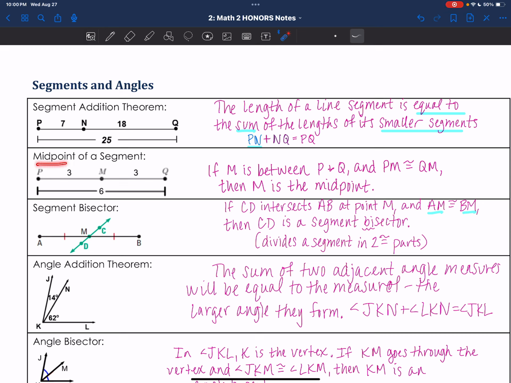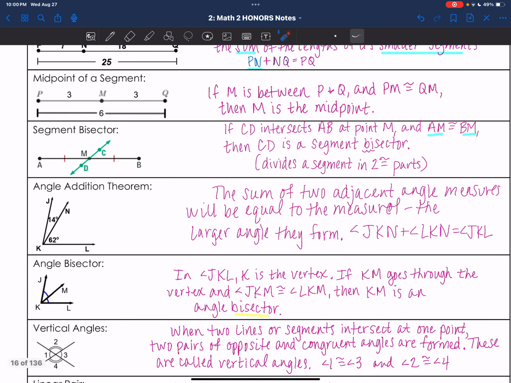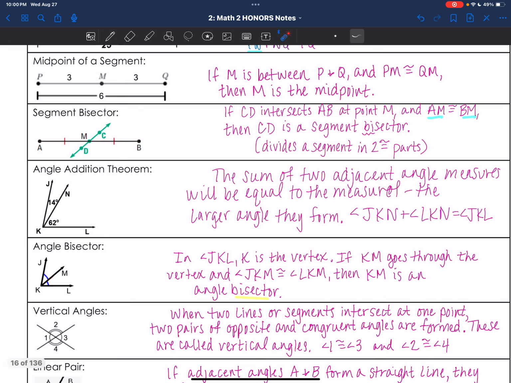All right, then you have midpoint of a segment. So if it says M is the midpoint, that means this side is going to be congruent to that side. So if we notice, if this is 3, this is 3, so that means the total length of the segment would be 6. All right. So segment bisector. So when you see bisector, you know it's going to be divided into two congruent parts. So if this intersects and you get two congruent parts, this side is equal to that side.